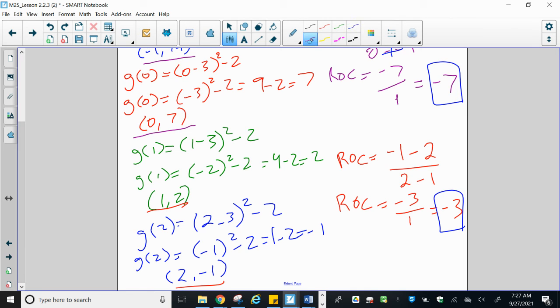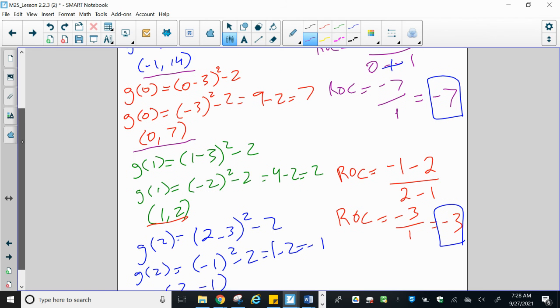Okay, so now we got to draw our conclusion. So when we compare rates of change, we're thinking which one is changing faster. So we're not concerned with the sign. Okay, we're thinking which one is changing faster. So we're comparing -7 to -3. Well, -7 is changing much quicker, right? We're going down 7 units every one, versus over here we're only going down 3 units every one. So -7 is the greater rate of change.